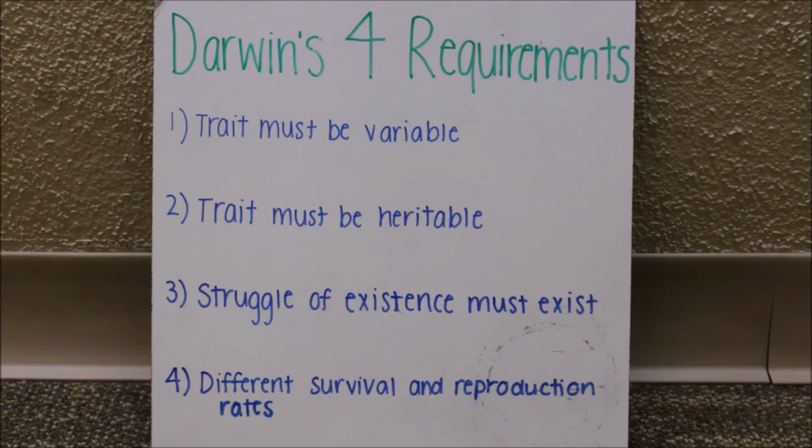Darwin's 4 requirements for his theory of natural selection were that the trait under selection must be variable, the trait must be heritable, the struggle of existence must exist, and individuals with different alleles have differential survival and reproduction. This example can be applied to giraffes, as early giraffes had very short necks, and eventually their necks grew because they had to stretch out so much to reach their food.